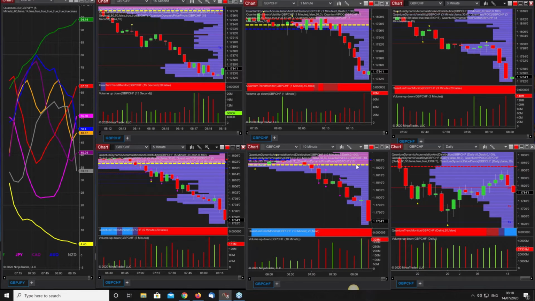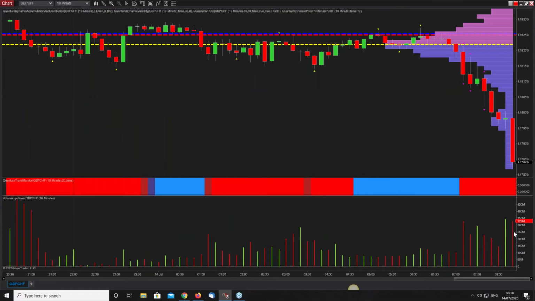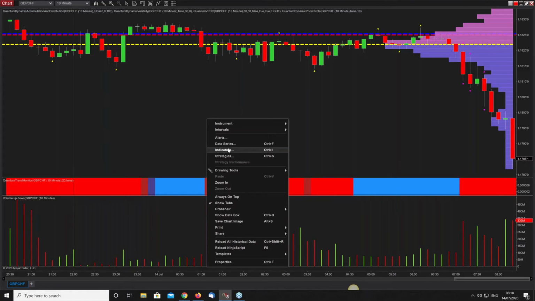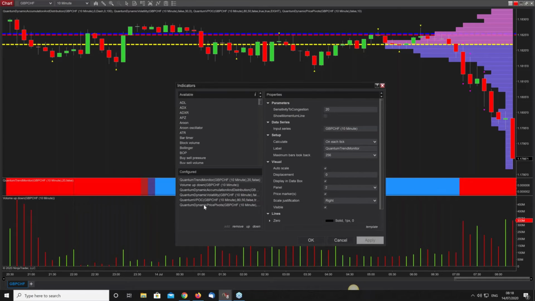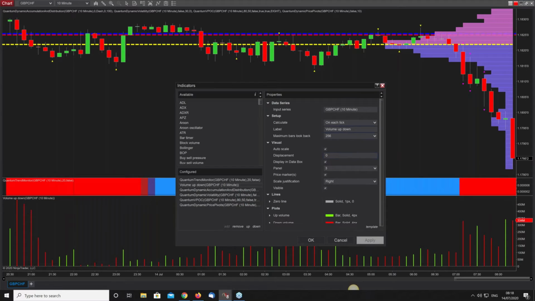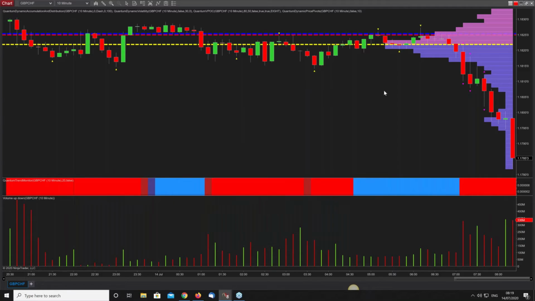So there we go. This one, as you can see on the 10 minute, I've actually got the volume building in real time. So in other words, it's building every single tick change. It's very easy to do if you're on NinjaTrader. You just go into the indicators, you go down to volume up down, and you click it on here. You can either have it on tick or on bar close. This one's on tick, so it will fill in real time.